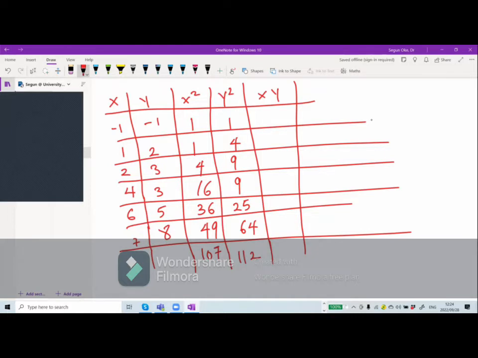So let's multiply this. -1 multiplied by -1, what do we have? +1. 1 multiplied by 2 is 2. 2 multiplied by 3 is 6. 4 multiplied by 3 is 12. 5 multiplied by 6 is 30. 7 multiplied by 8 is 56. So when you sum it together, what do you have?